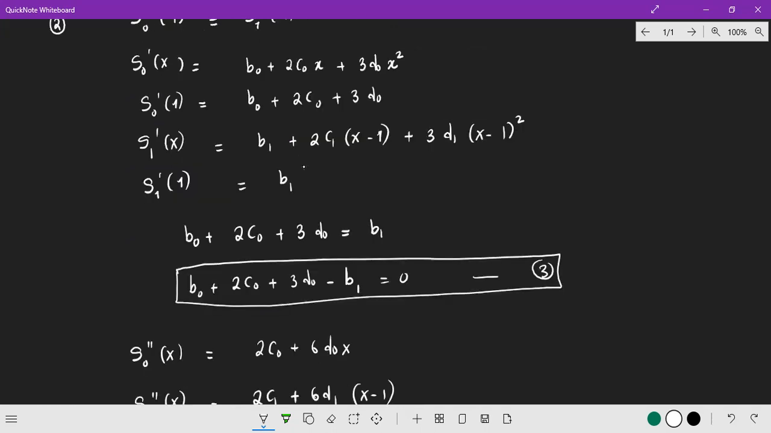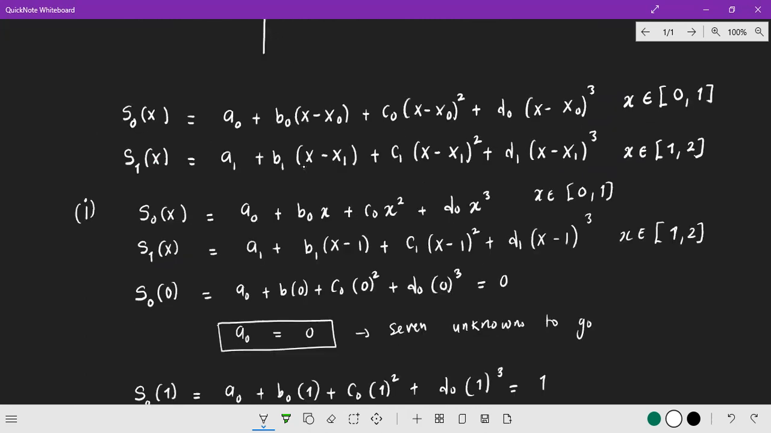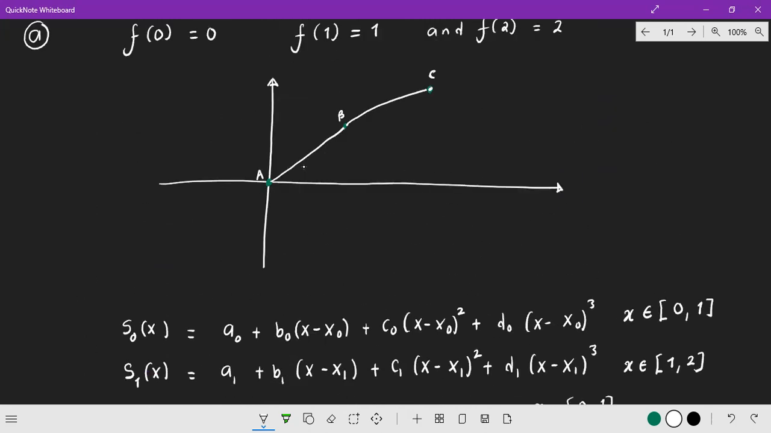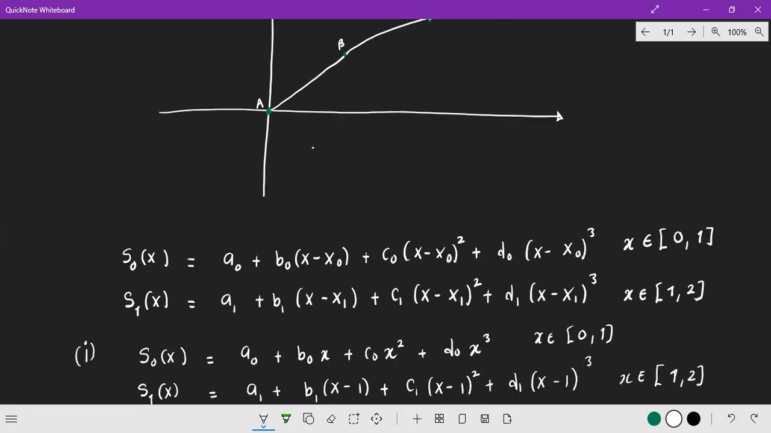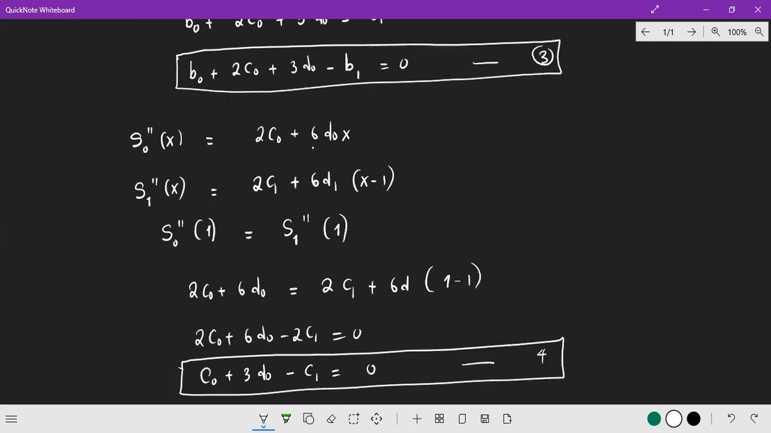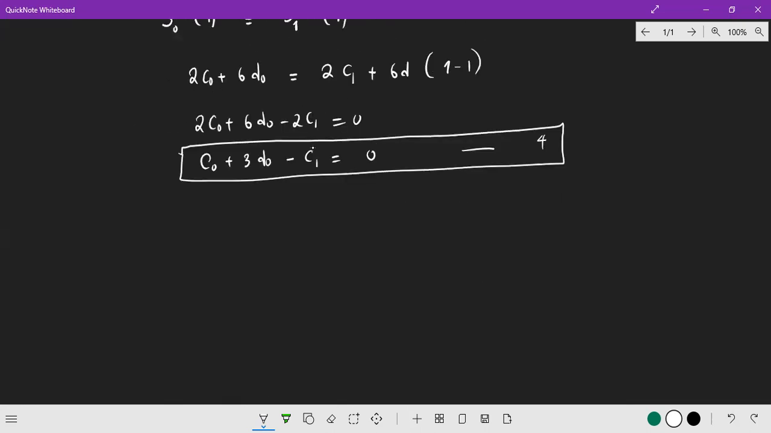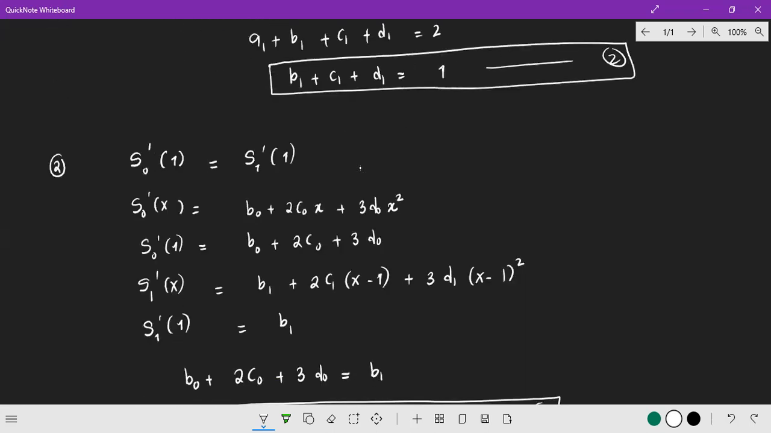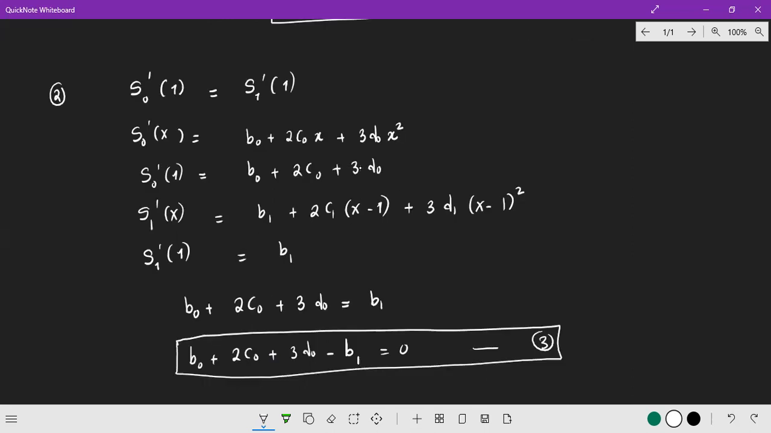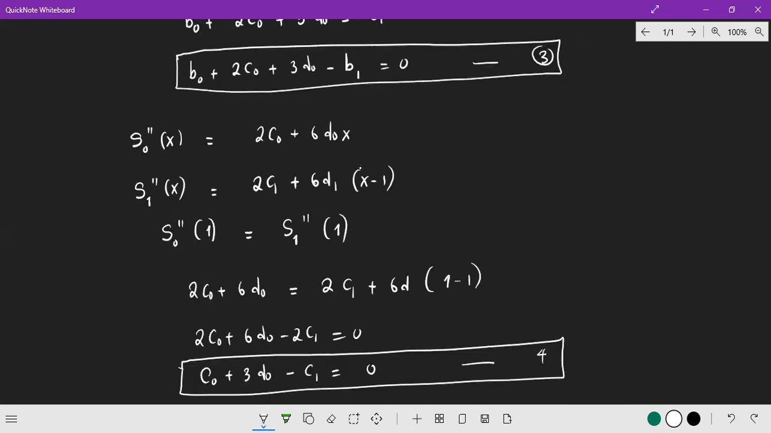The next condition now is the boundary condition. The boundary condition says that the second derivative at the endpoints must be equal to 0. So the second derivative of S naught at this endpoint and also at that endpoint must be equal to 0. So let's go ahead and do that.